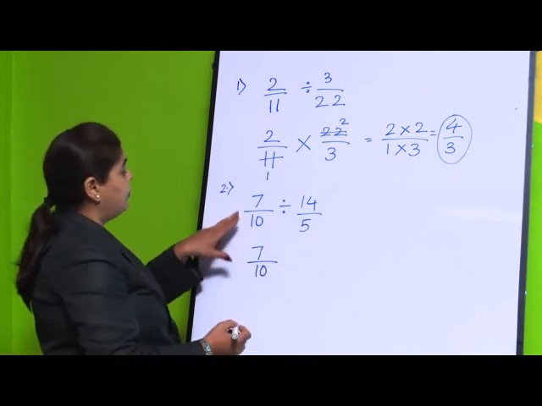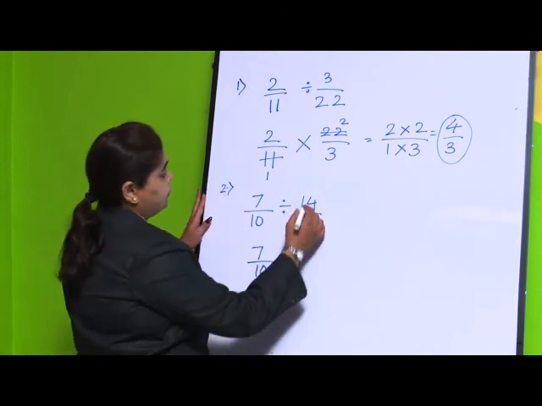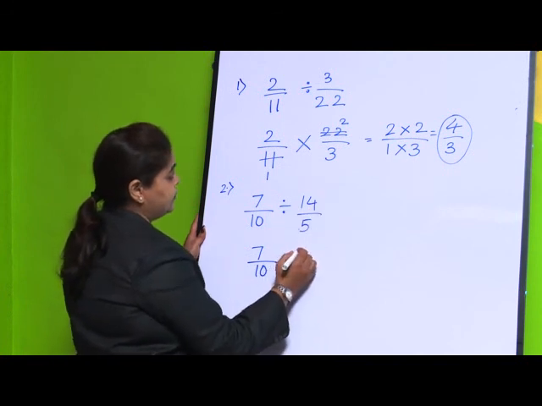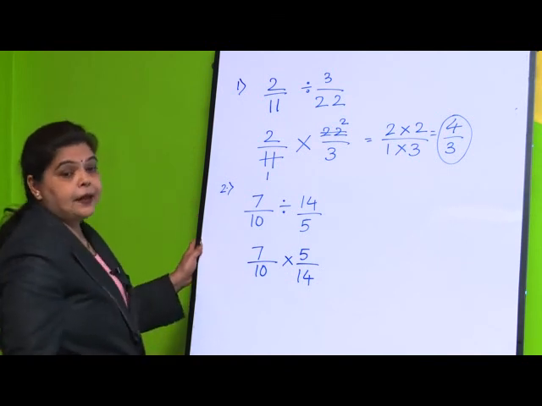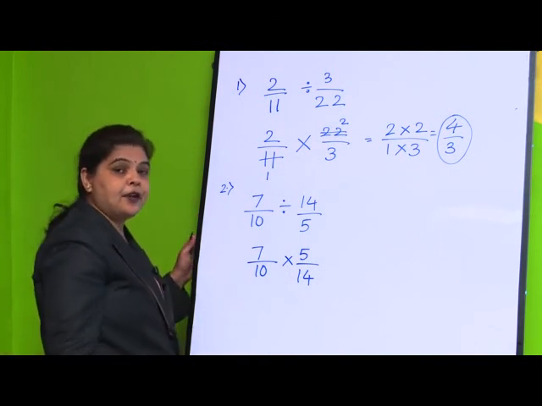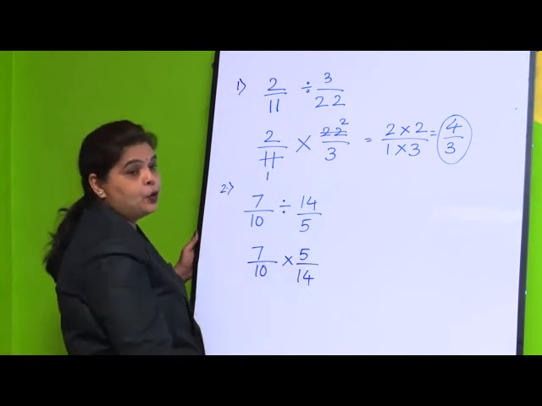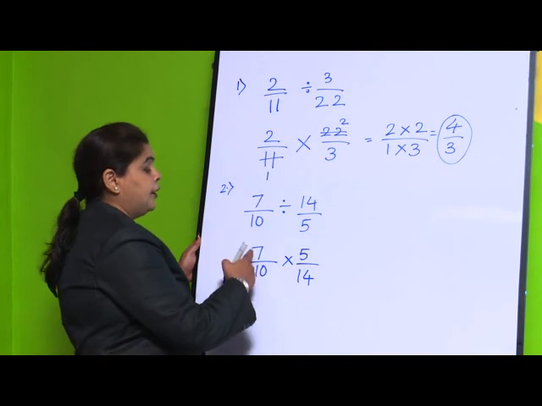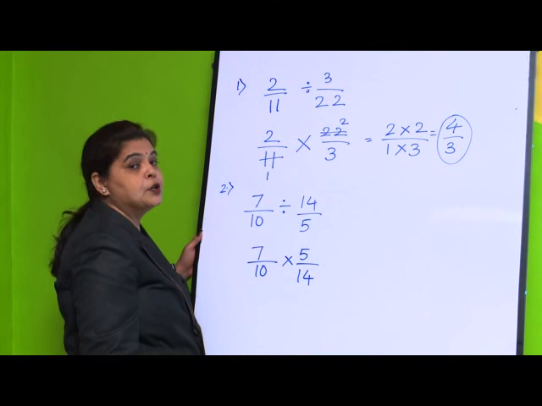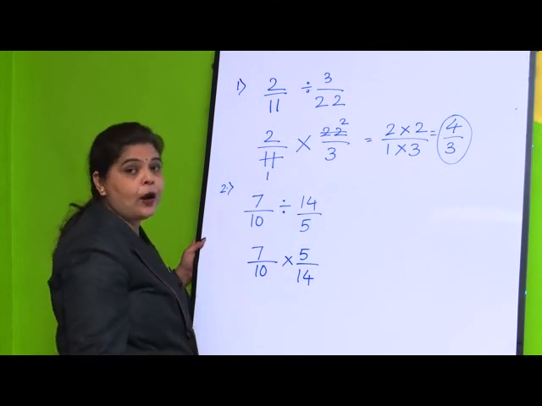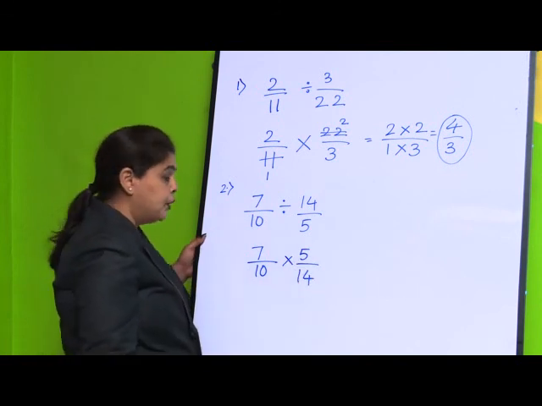So, we will write the first fraction as it is. Then we will go for multiplication. The reciprocal of this is 5 upon 14. Now, we will see if it is possible to reduce. In the previous class we learned that when we reduce, it should be numerator to denominator, or crosswise, but we can't reduce both denominators or both numerators. So, my dear students, don't make the mistake while reducing.